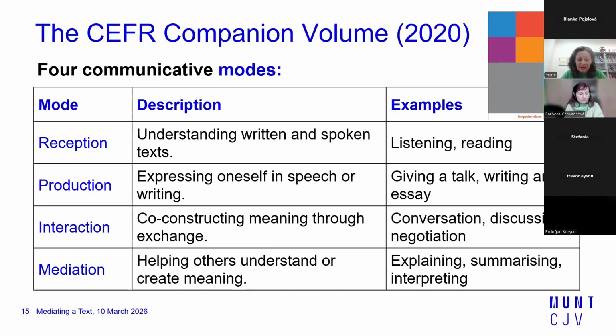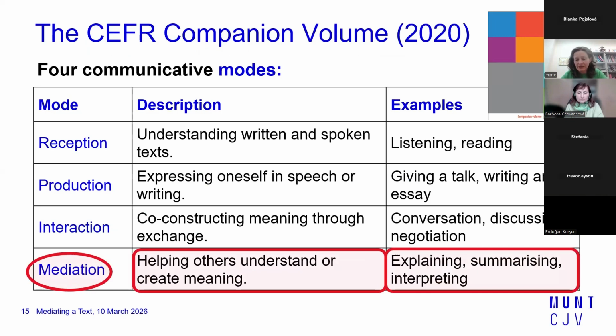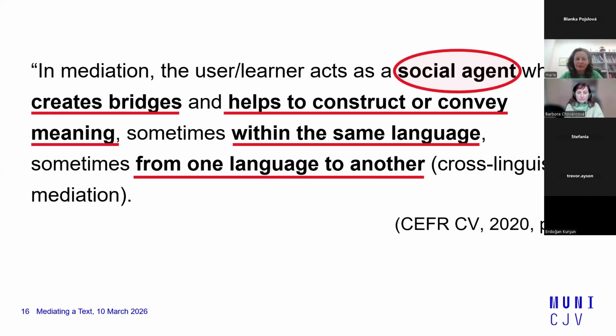So, as I've already mentioned, mediation was introduced in the companion volume as one of the 4 communicative modes, described as a way how to help others understand or create meaning. And here are typical examples. So this definition is taken from the companion volume. The users, learners act as social agents. It has already been mentioned, but we'll also elaborate on that a bit later on. A social agent creates bridges, helps to construct and convey meaning, sometimes within the same language or from one language to another.